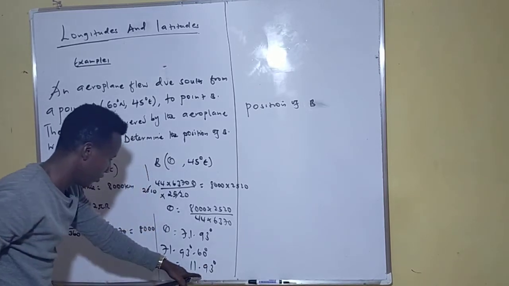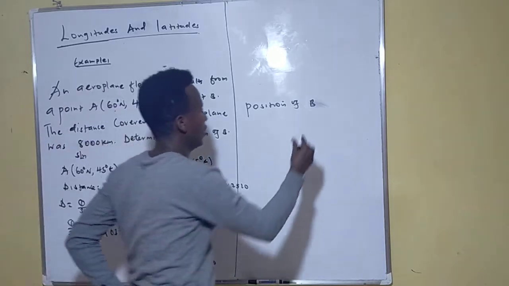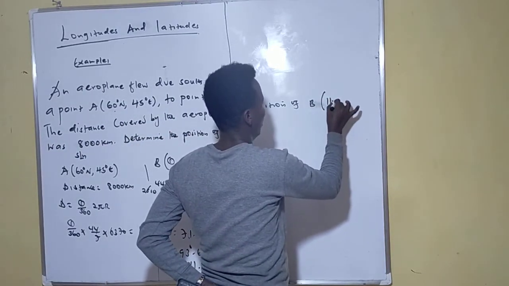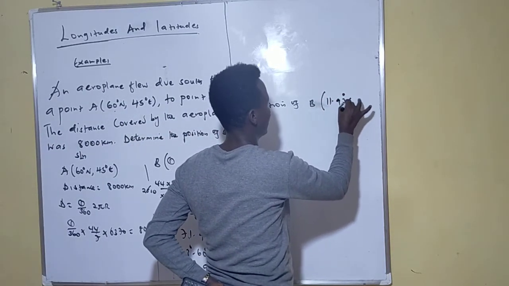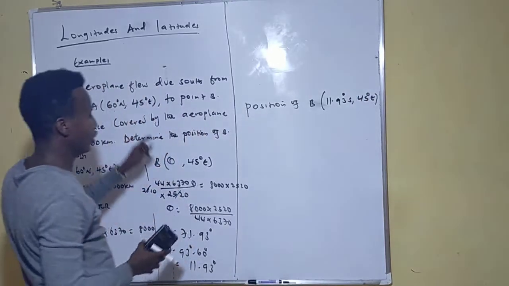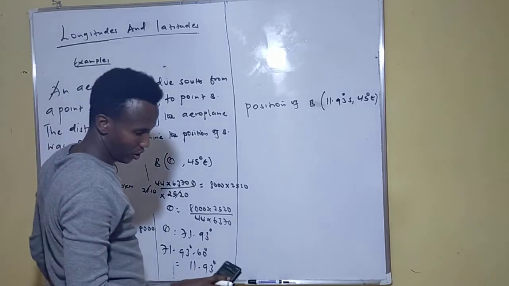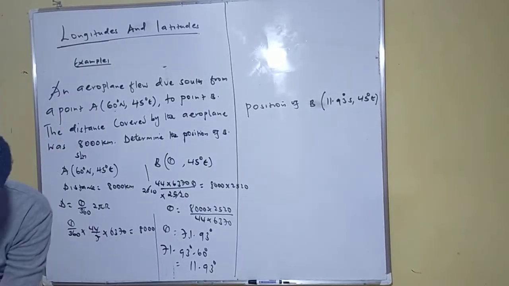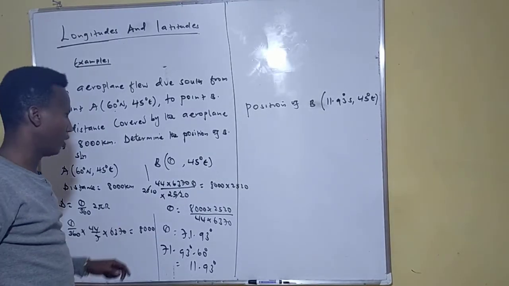11.93 degree. Then this is in the southern hemisphere. So I will say like this: B will be 11.93 degree south, 45 degree east, because this will not change. Remember, it's going along the great circle, okay? It will not change. So that is the first example for your information.